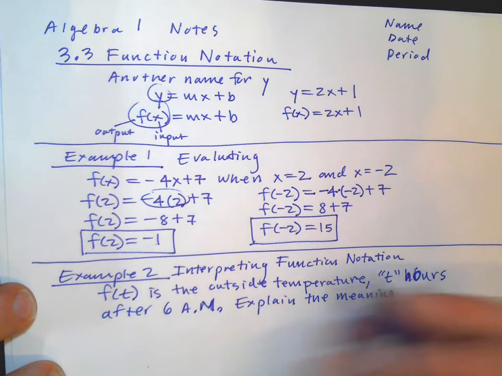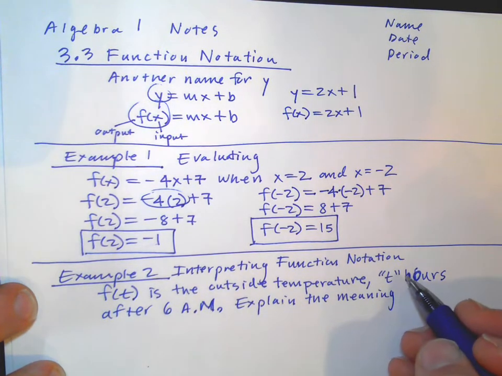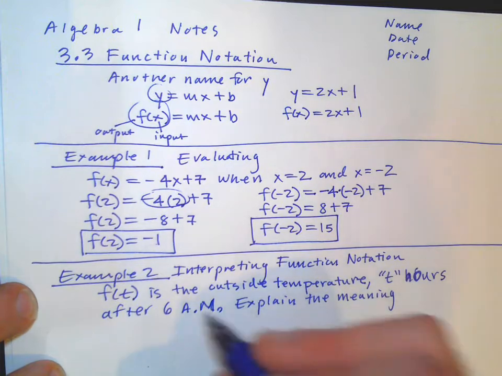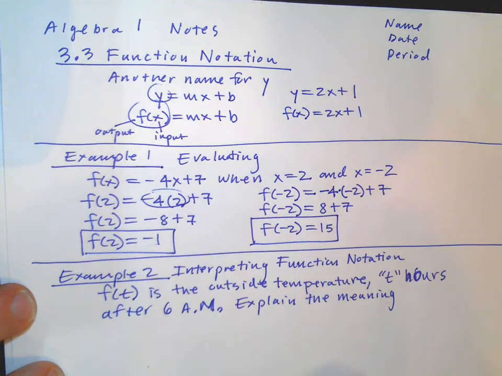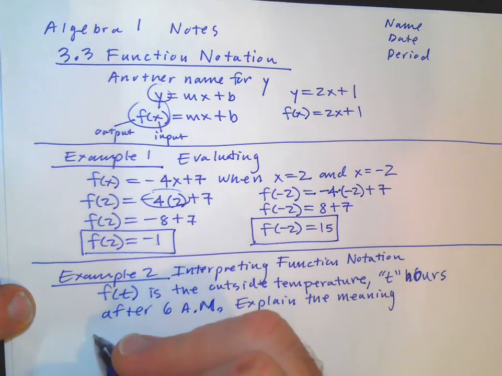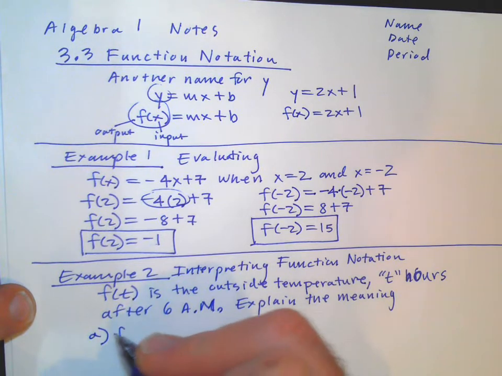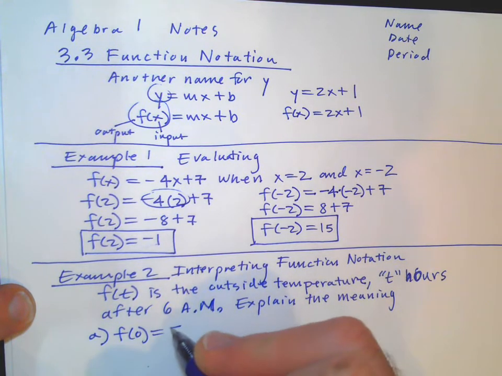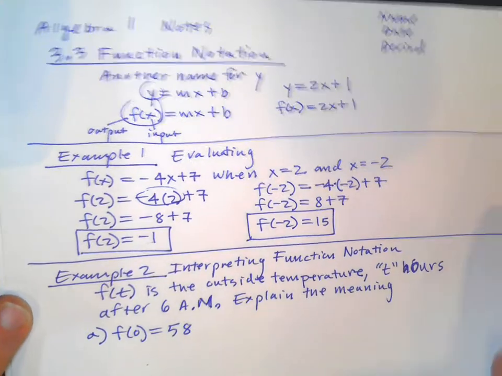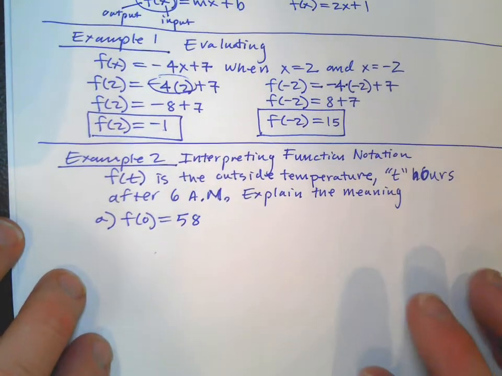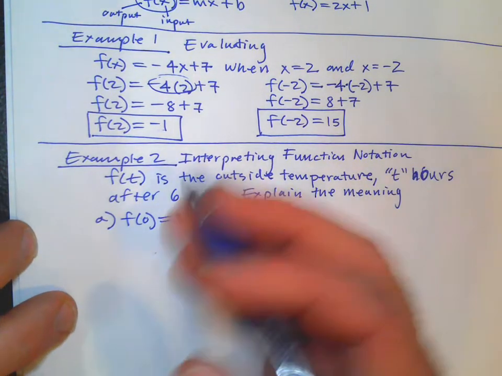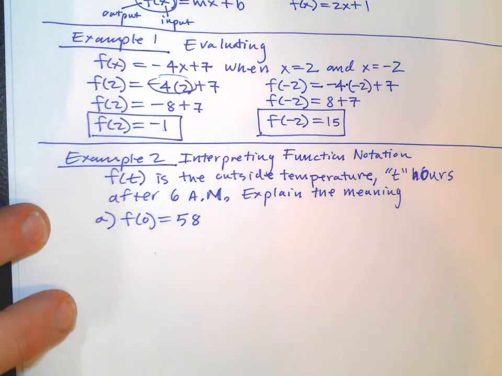Okay, so t hours after 6 a.m. means like if t equals 1, that's not 1 a.m., that's 7 a.m., because it's like time starting at 6 a.m. So here's an example. F of 0 equals 58. So you're not even being asked to do any calculations here. You're just being asked to explain what this means, like in the problem.